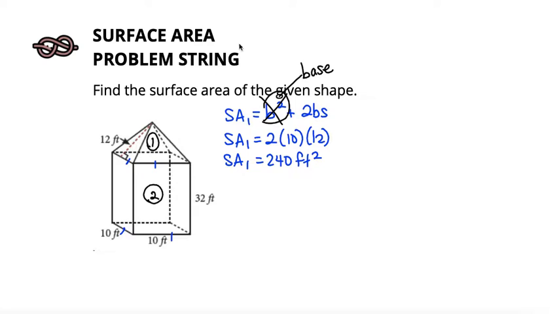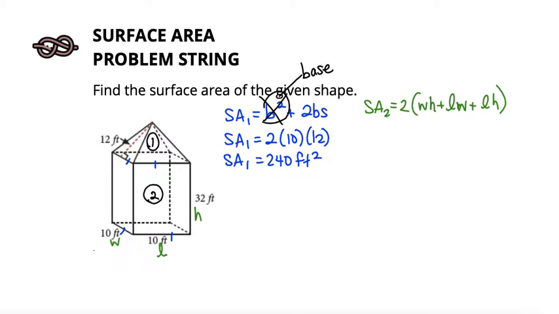For shape number 2, I have a rectangular prism. So shape number 2, if I look at my formula sheet, it's 2 times WH plus LW plus LH. So my width and my length refer to the measurements of the bottom or the base, and my height is my 32 feet.